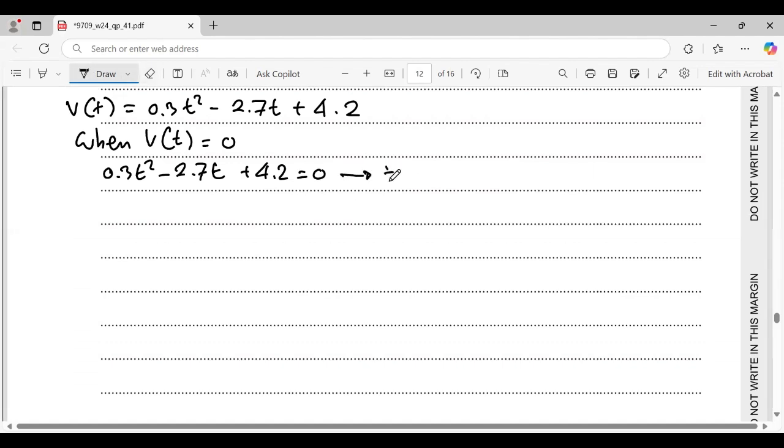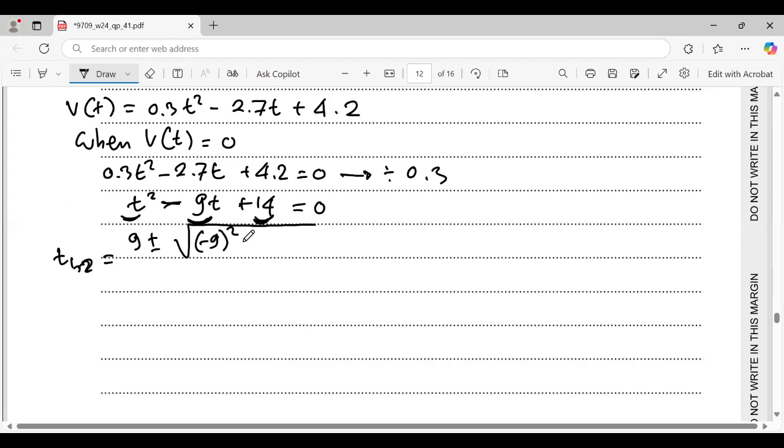Divide by 0.3, and it becomes t squared minus 9t plus 14 equals 0, since 2.7 divided by 0.3 is 9. So a equals 1, b equals minus 9, and c equals 14. So t1 and t2 equal 9 plus minus square root of minus 9 squared minus 4 times 1 times 14, over 2 times 1.